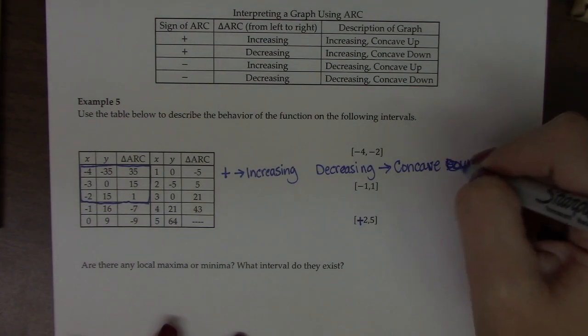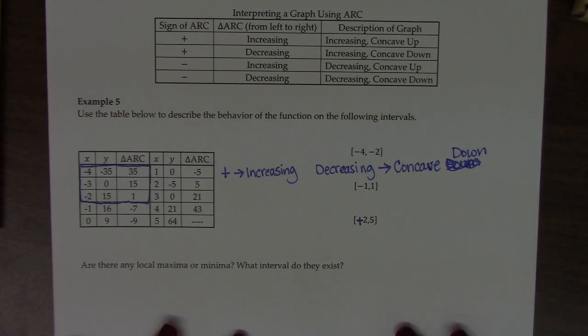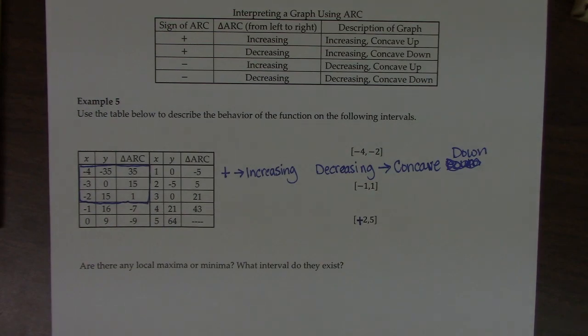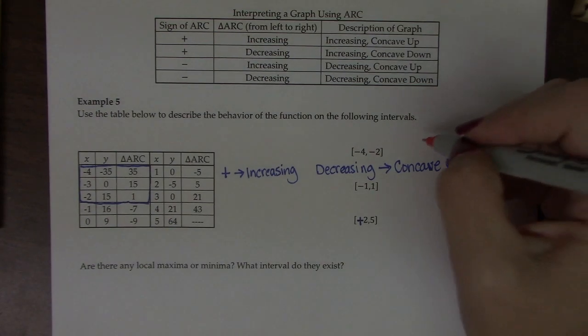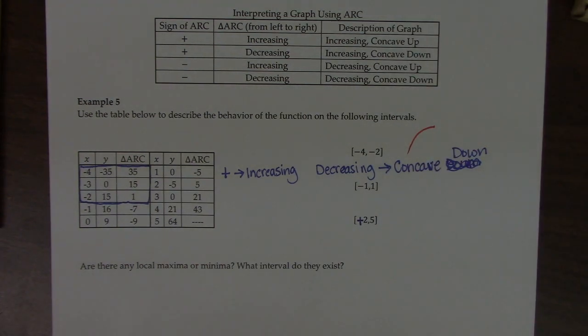Sorry, the graph is concave down. So we would conclude that this graph is increasing and concave down. It might look something like that. It's going up, but it's curving down as it goes up.